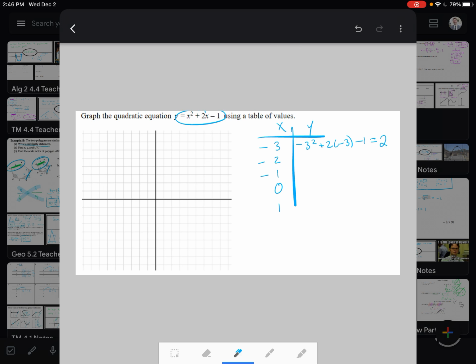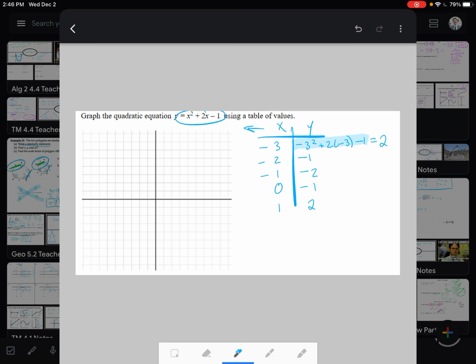So that first one is 2. The next one here gets us -1. Our next one here gets us -2, -1, and finally +1. So I did all the work for these beforehand, but you would do the same thing here in terms of plugging it into your equation. Once you do that, you have your table of values. You can start graphing them.